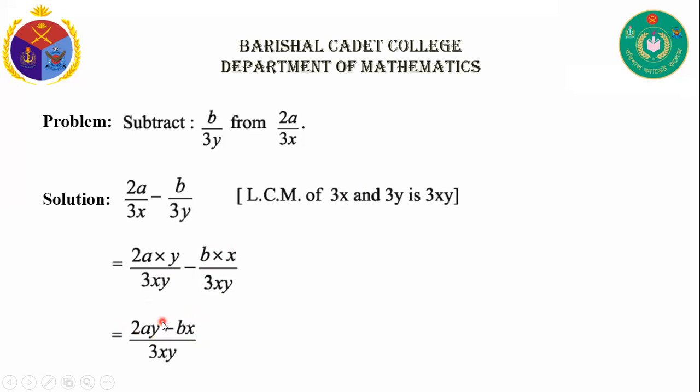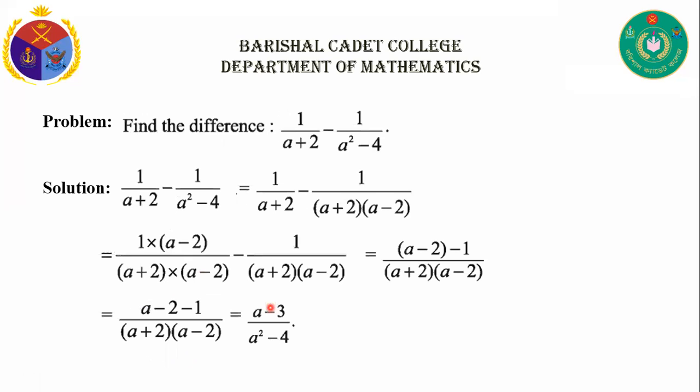So that is the lowest term of the subtraction of these two fractions, that is (2ay minus bx) divided by 3xy. So now, going to the next problem. Find the difference of 1 by (a plus 2) minus 1 by (a square minus 4).